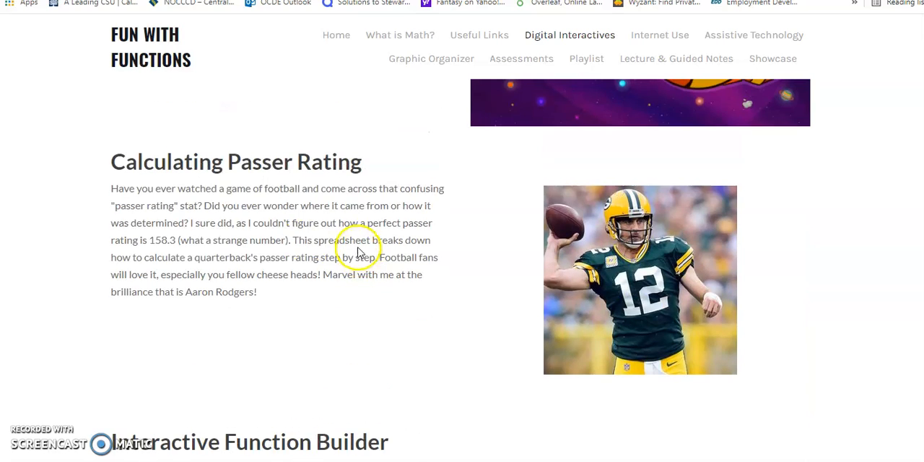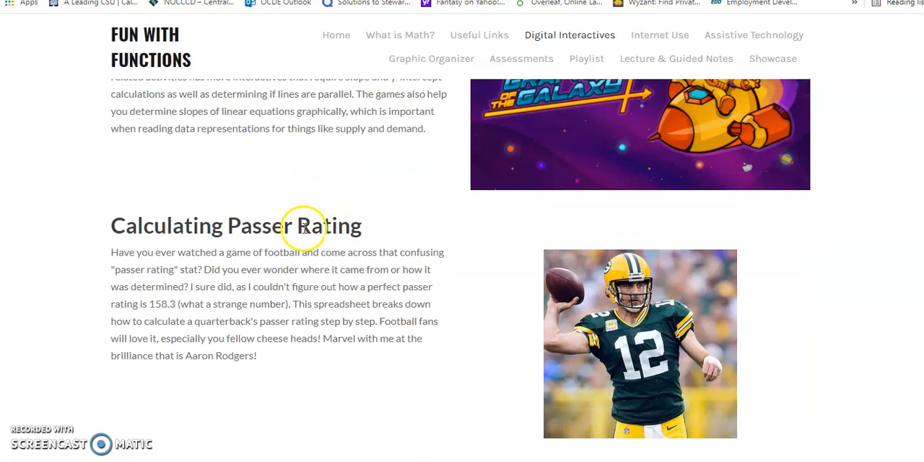But easily my favorite interactive is the calculating passer rating. I'm a big sports fan, and I'm actually currently wearing my Packer jersey as I record this. 2021 NFL champs, baby.